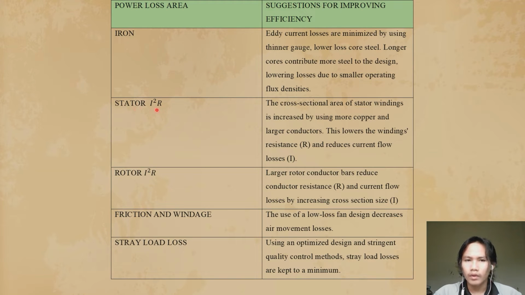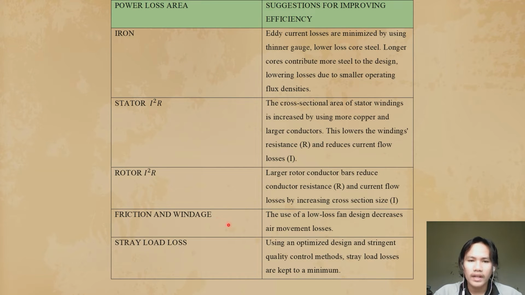Next, for our stator, we can increase the efficiency by increasing the cross-sectional area of the stator windings. It's increased by using more copper and larger conductors. This can lower the winding resistance and reduce the current flow losses. Next, for the rotor, we can use a larger rotor conductor bar, which can reduce the conductor resistance and current flow losses by increasing the cross-section size.